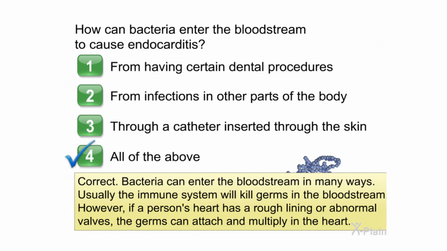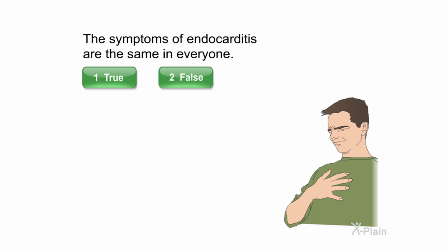Correct. Bacteria can enter the bloodstream in many ways. Usually, the immune system will kill germs in the bloodstream. However, if a person's heart has a rough lining or abnormal valves, the germs can attach and multiply in the heart. The symptoms of endocarditis are the same in everyone. Select true or false.